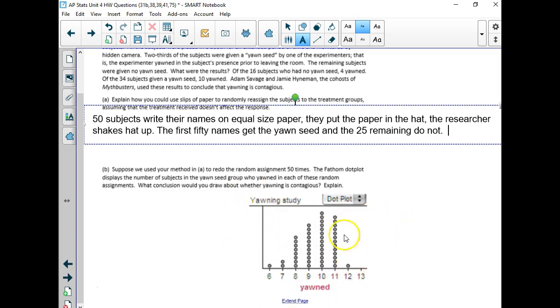We haven't talked too much about the graph right now. It's not your review, so I won't worry. Just draw a conclusion about how many people yawned in the group that got the yawn seed. Okay, just draw some kind of conclusion. I don't really care too much about this. I care a lot about A right now. We're going to spend a lot of time looking at graphs and drawing conclusions, so that's not a big deal to me right now. If you have any other questions, let me know.